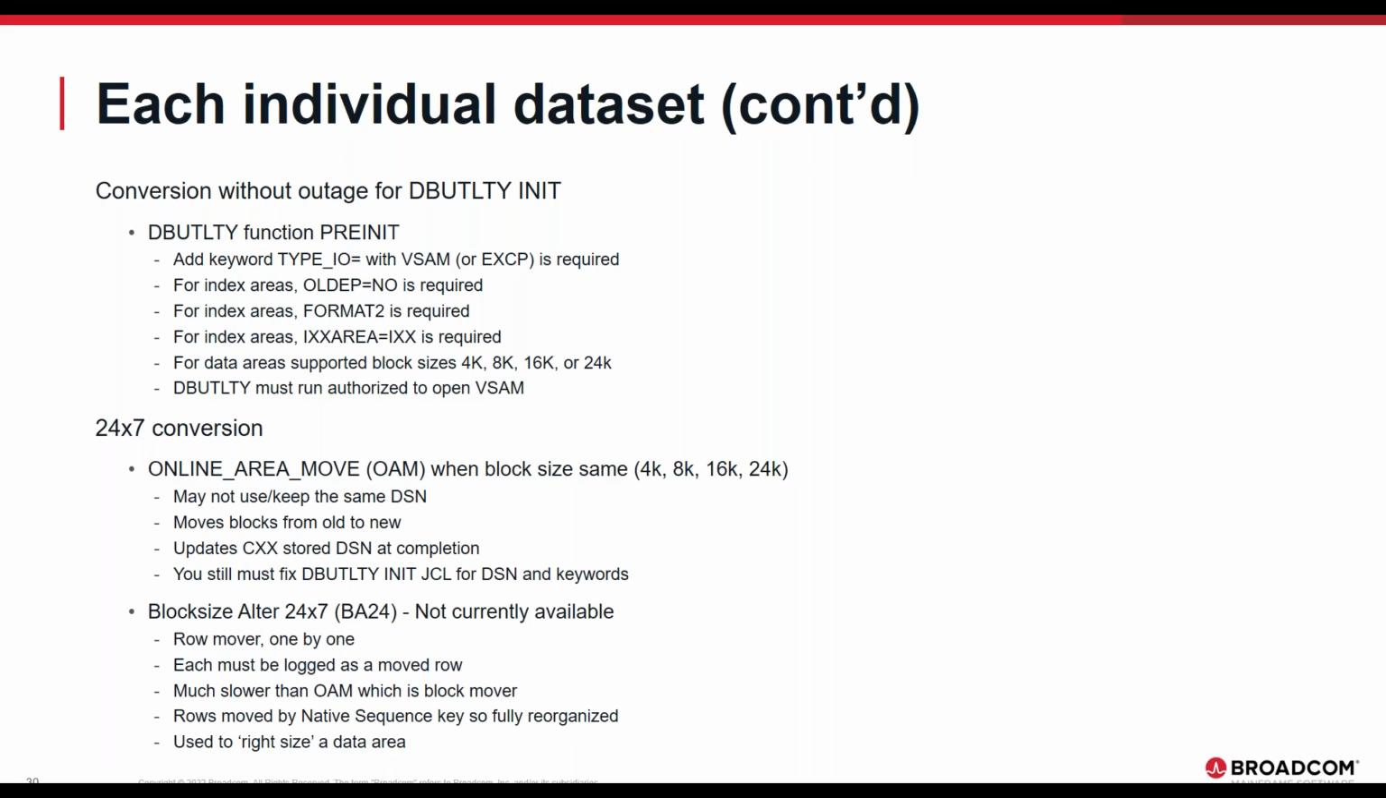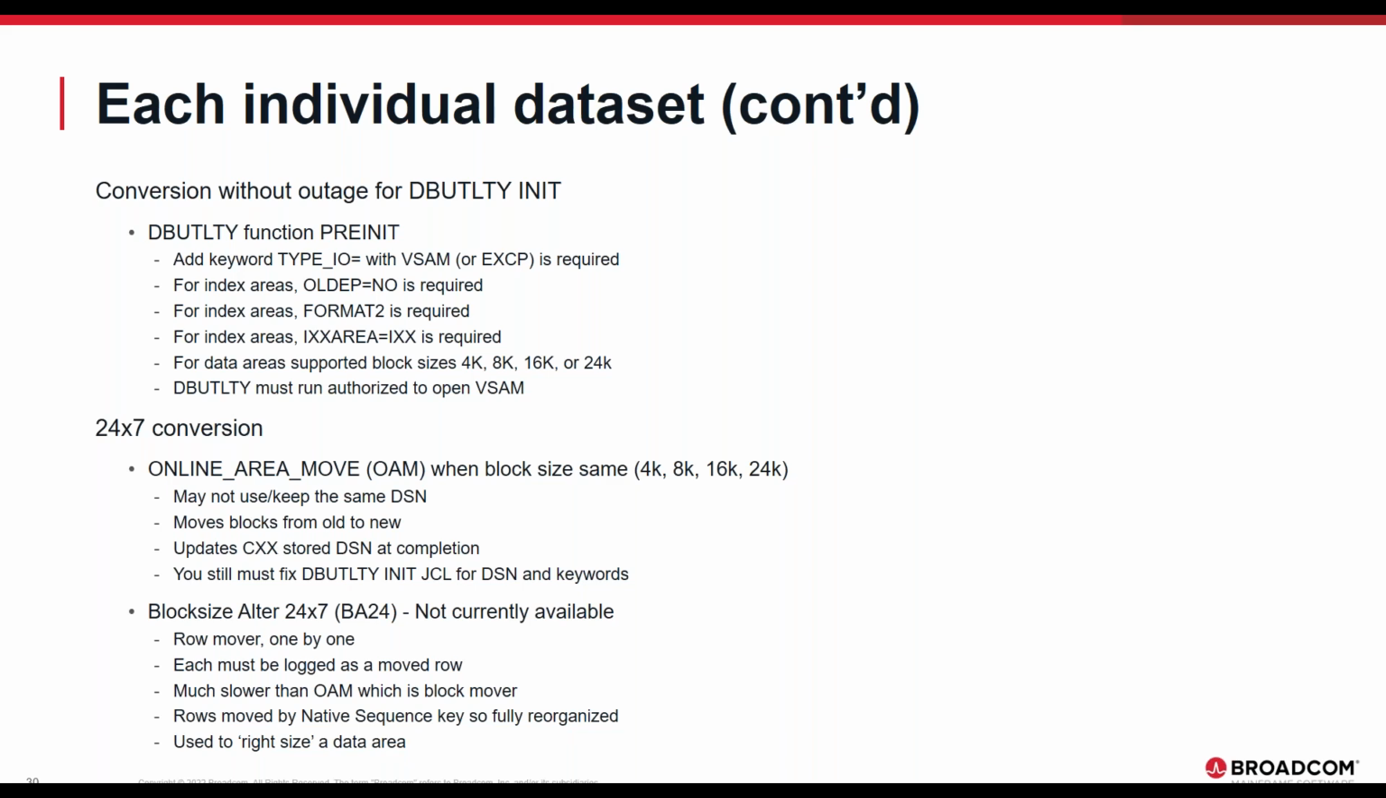So a conversion without an outage, we allow online area move if the block size is the same. So if you're doing an online area move, you're all 4K, for example, what you have is you'll pre-init a new VSAM area with type IO equal VSAM. You'll specify the old EP format. If it's an index, you have to say IXX area equal IXX, and these are the data area block sizes. And so you might have a data area block at this size, but you won't likely other than 4K, but you could. In any case, the online area move will do it without an outage whatsoever.